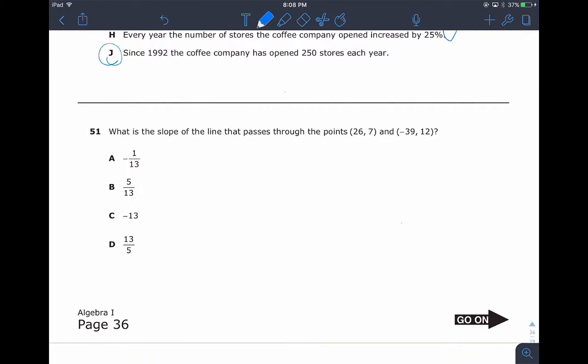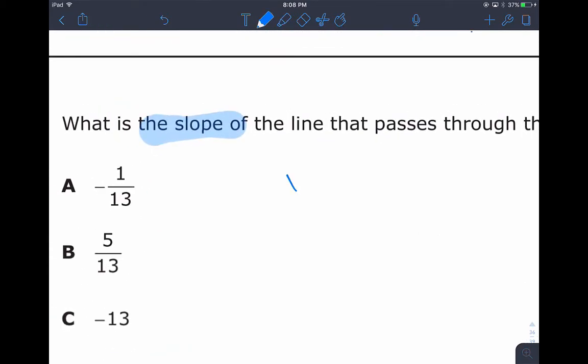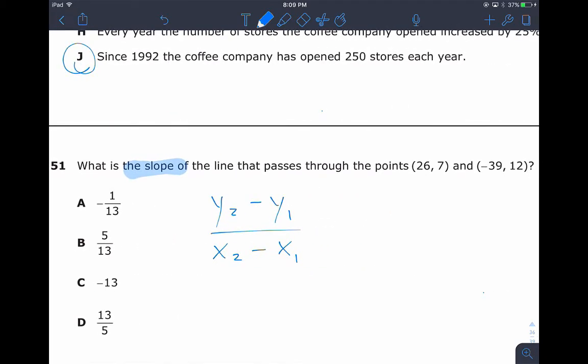Alright, so what do we got here? What is the slope of the line that passes through these points? Easy breezy problem right here. Slope. You got your slope formula on your formula chart that you're going to receive. So there it is right there. So I guess we just need to plug in our numbers here.